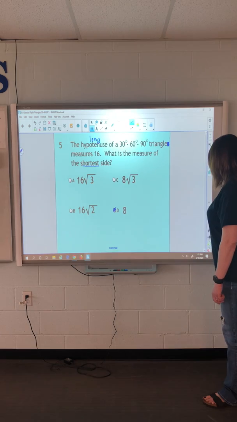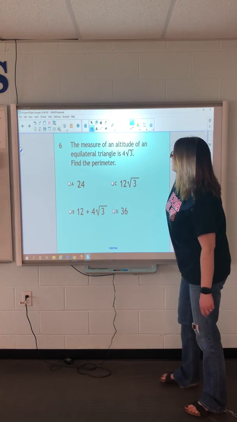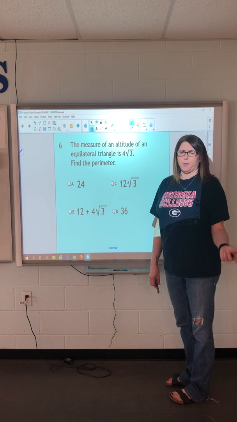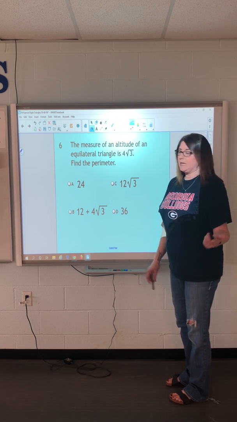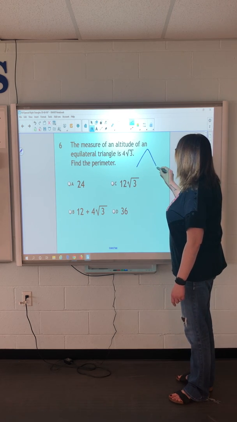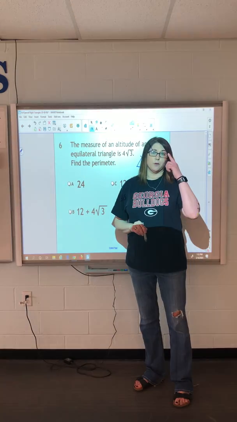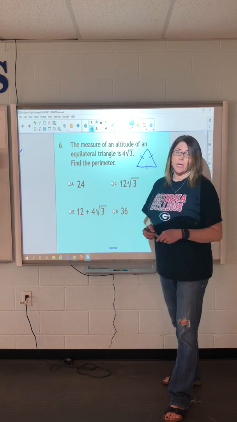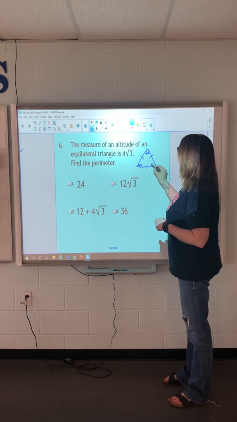Not the last one, but one more. Here's the last one. It says the measure of an altitude of an equilateral triangle is 4 times the square root of 3. Let's talk about a couple of things. Equilateral triangle. Equilateral means all sides are equal. So all of these sides are equal. We learned back in chapter 4 that if it's equilateral, it's automatically equiangular too. So that means that all the angle measures are 60 degrees.